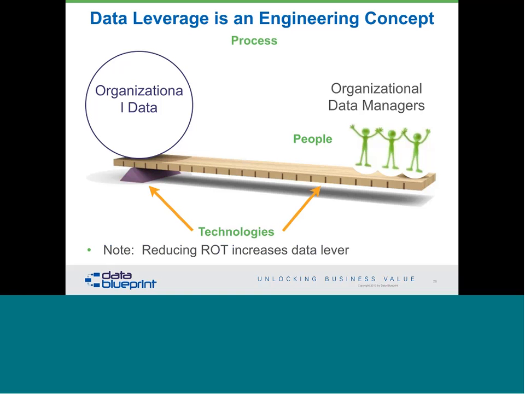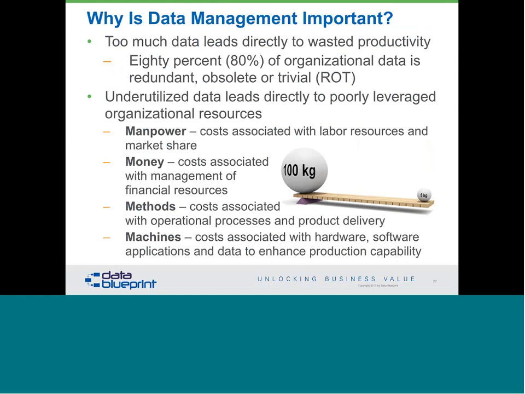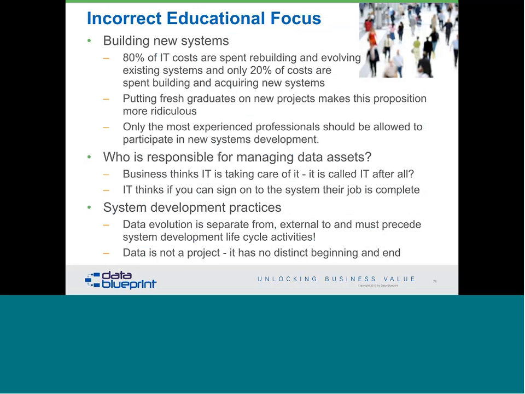We also want to introduce here a concept called rot, and it turns out that 80% of organizational data is rot. Rot falls into the category of data that is redundant, obsolete, or trivial. If your data is redundant, obsolete, or trivial, it gets in the way of trying to do other things. Now, why is data management important? Well, too much data leads directly to wasted productivity and a huge waste of manpower, money, methods, and machines. The reason this is problematic is because we've had a tremendously incorrect educational focus.